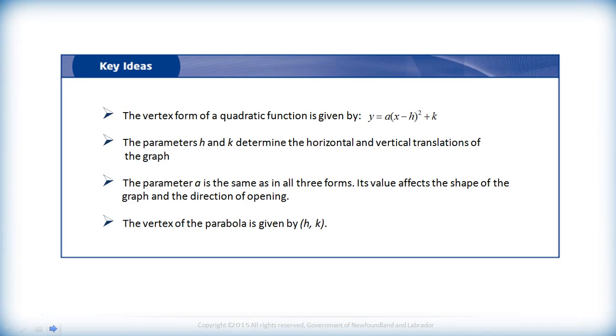Next, the vertex form of a quadratic function is given by that stuff. Yep, saw that already. Parameters h and k, we're good with that. Parameter a is the same in all 3 forms, so the direction of opening was the bit we had to use when we went after that domain and range. Okay, so that's about it.